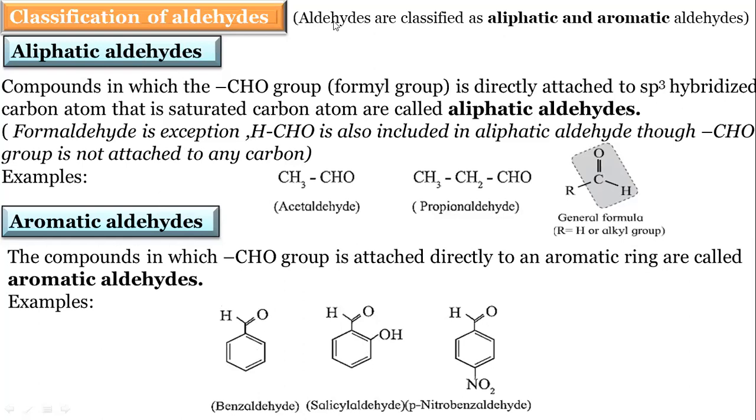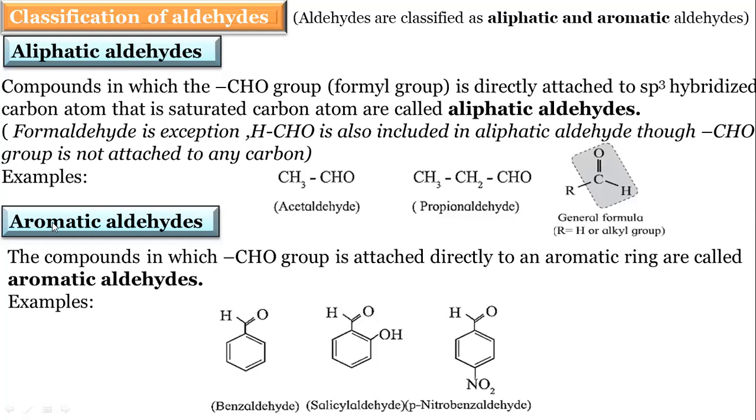The formula of formaldehyde is HCHO. In this HCHO, the carbonyl CHO group is attached to the hydrogen. Though it is attached to the hydrogen, it is considered as an aliphatic aldehyde, remember. So formaldehyde is an exception to the aliphatic aldehydes. Now I am coming to the aromatic aldehydes.